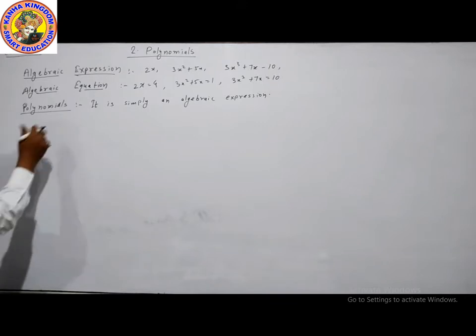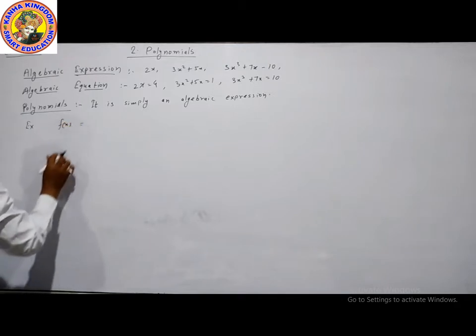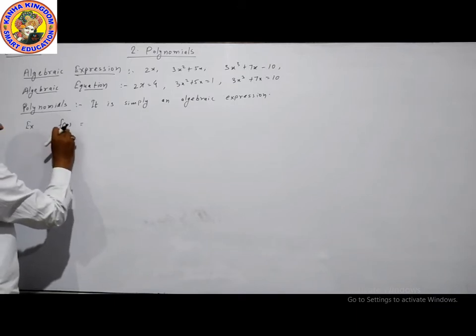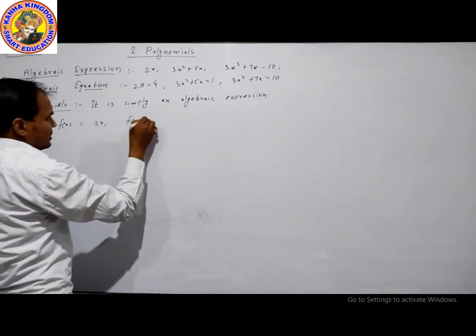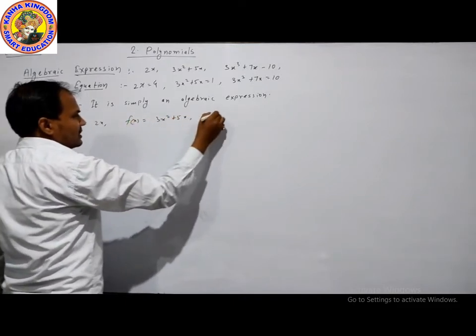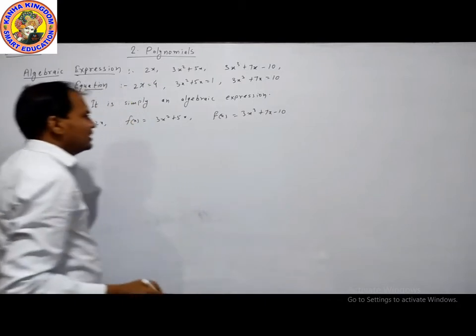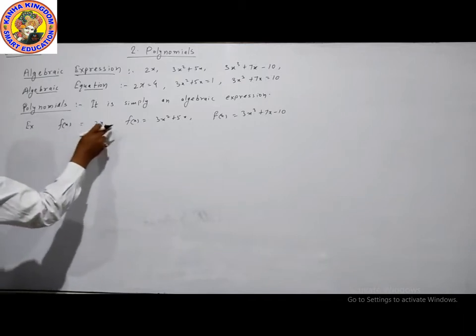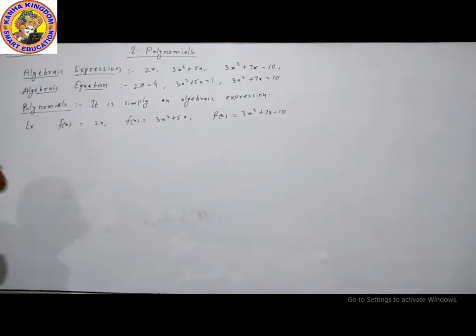Now let us take an example. f(x), an expression in x, is called a function of x. f(x) is a function of x. What is the function of x? f(x) is equal to 2x, f(x) is equal to 3x square plus 5x, f(x) is equal to 3x cube plus 7x minus 10. This is our polynomial. Here are examples of one variable. We can also write in 2 variables, 3 variables and many more variables.